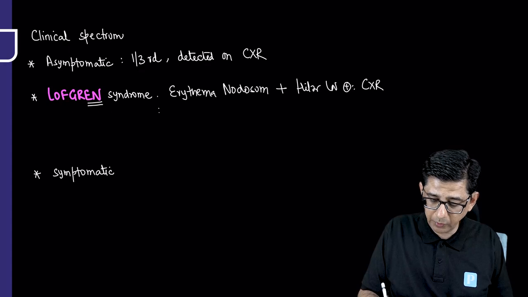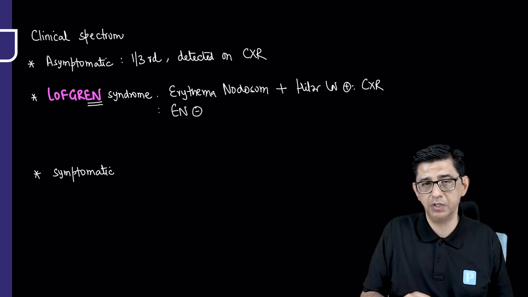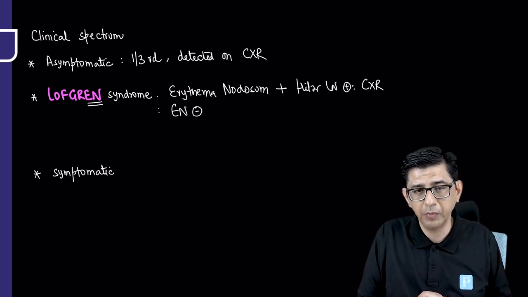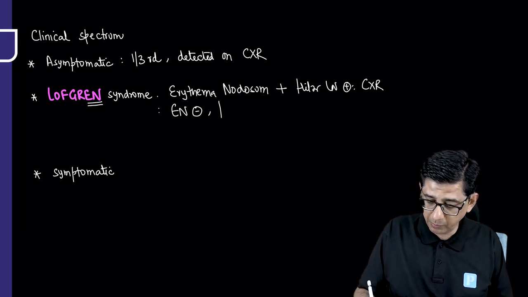Now, Lofgren syndrome in some cases may not have erythema nodosum. So, EN minus here basically means that erythema nodosum may not be present in some cases of Lofgren syndrome. Well, in these patients, there might be a presentation of periarticular arthritis.